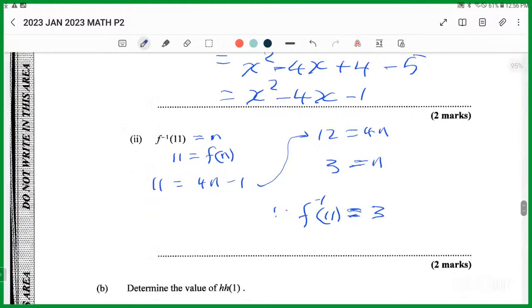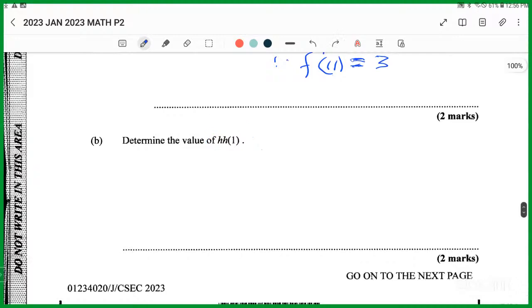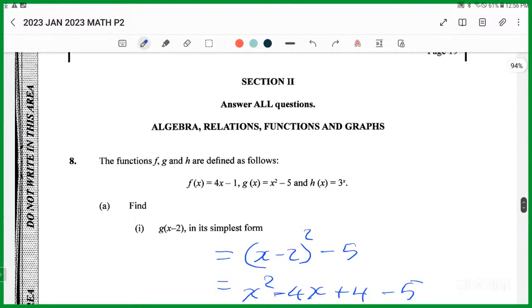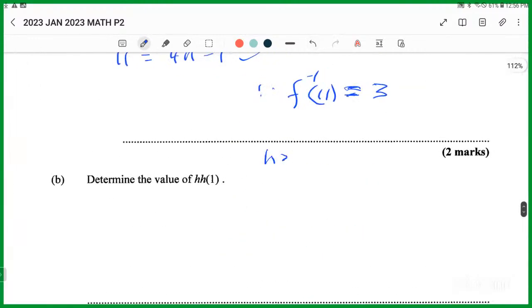All right? Next question. The value of h of h of 1. What is h of x? That's 3 to the x, right? Let's write it down here. H of x is 3 to the x. What is h of h of 1? We're going to do this h of 1 here first. So it becomes equal to h of 1, which means they put 1 in there. They get 3 to the 1. That's right, perfect. H of 1 is equal to 3 to the 1.